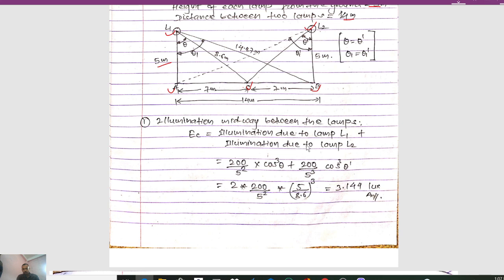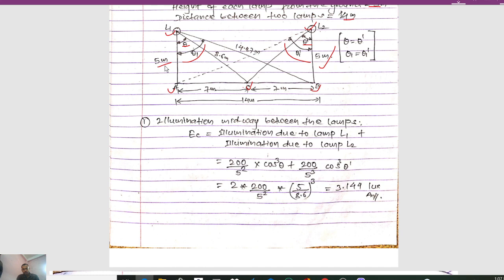similarly the illumination due to lamp L2. The 200 candle power is given upon the height, and the height for L2 is also 5 meters. So 200 upon 5 square into cos cube theta. Here this angle theta and this theta dash are the same, and similarly this theta 1 and theta 1 dash are the same. So we can calculate theta. If we calculate theta, we will get cos cube theta as 5 upon 8.6 cube.